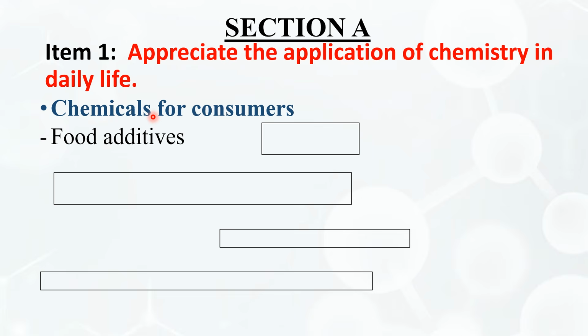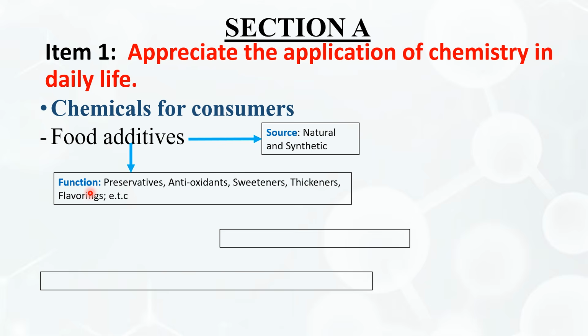And in chemicals for consumers, we have food additives. Now, food additives can be categorized according to their source. According to the source, we have natural and synthetic food additives. But also, we can categorize food additives according to their function. According to the function, we can have those which are preservatives, antioxidants, sweeteners, thickeners, and flavorings.